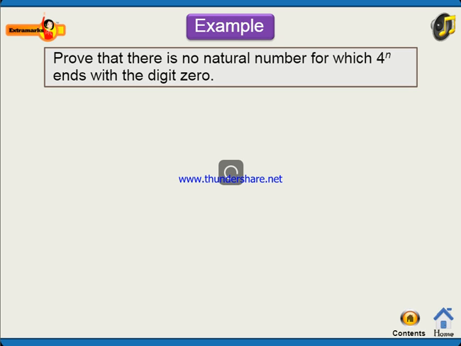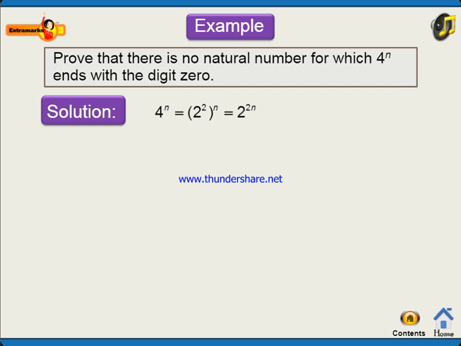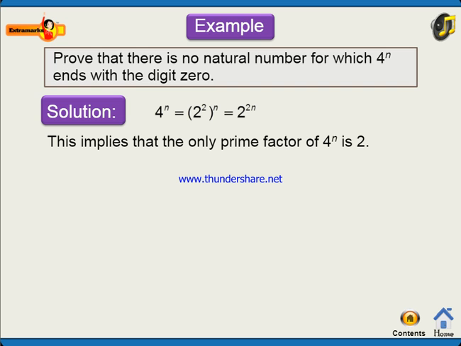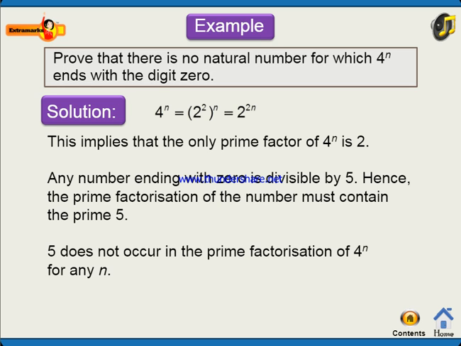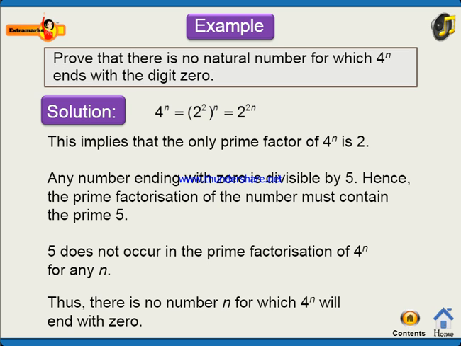Now let us work out another example. Prove that there is no natural number n for which 4 to the power n ends with the digit 0. Solution: we have 4 to the power n is equal to 2 to the power 2n. This implies that the only prime factor of 4 to the power n is 2. Any number ending with 0 is divisible by 5. Hence, the prime factorization of the number must contain the prime 5. 5 does not occur in the prime factorization of 4 to the power n for any n. Thus, there is no number n for which 4 to the power n will end with 0.